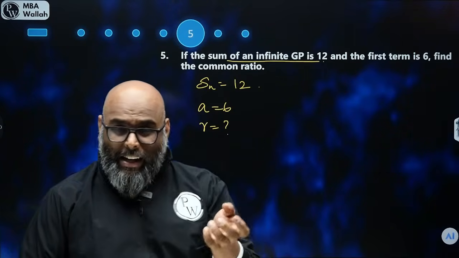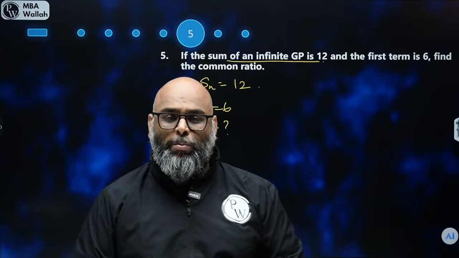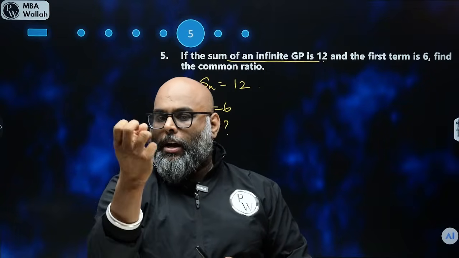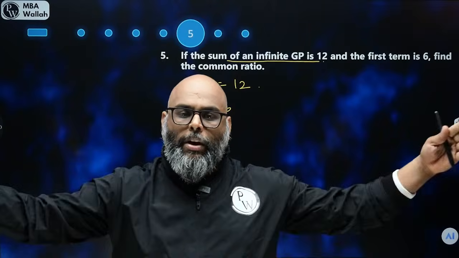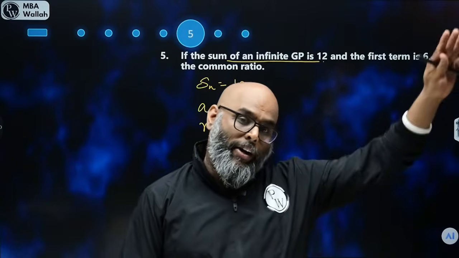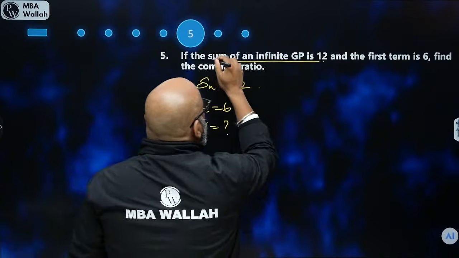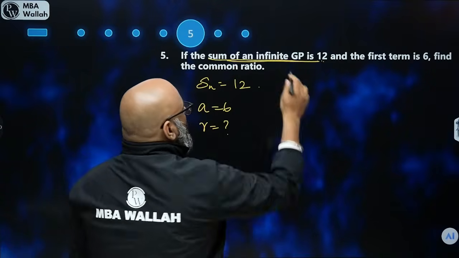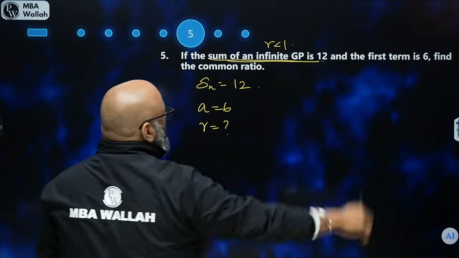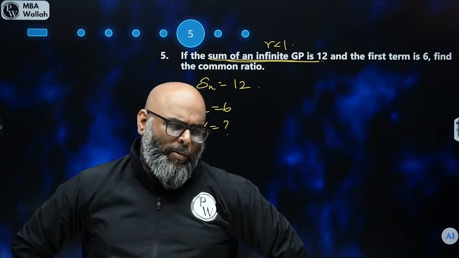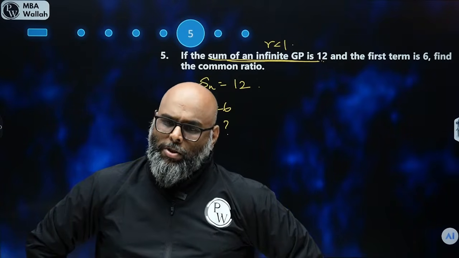If R is greater than 1, let's say R is equal to 2, for every term, the term becomes bigger and bigger. Can you even find the sum? It will be infinity. You can never find the sum. The moment it says sum of an infinite GP, we understand that R is less than 1. It cannot be any other case. R has to be less than 1. Only in that case this works.